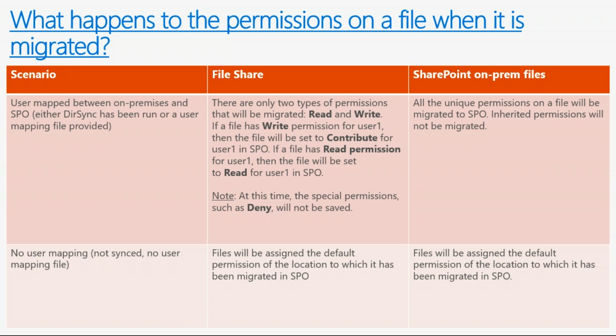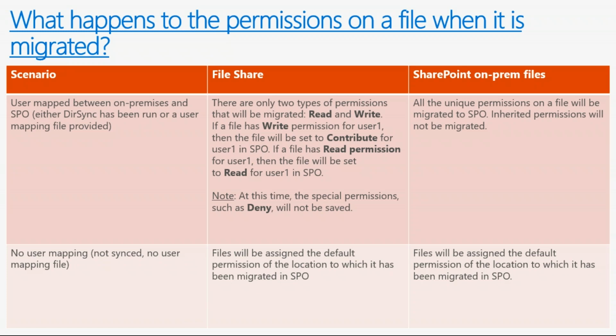And let's say, yes, if they are synced, what happens? So the first scenario is user mapped between on-premises and SPO. DirSync is deprecated now. Now we have AAD Connect. So in file share, this is what happens. In SharePoint on-premises, this is what happens. You can take a look for yourself, right?